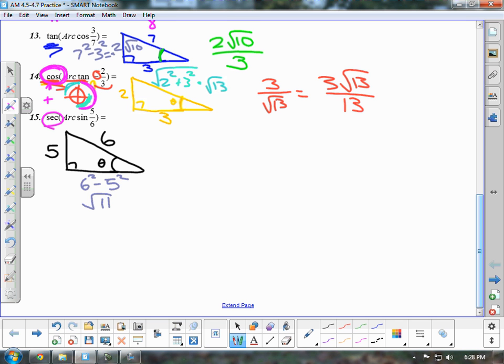And then secant is the reciprocal of cosine, so we would go with 6 over the square root of 11, because cosine is the square root of 11 over 6, so secant is the reciprocal of that, and it's 6 over the square root of 11, and then you can simplify that to 6 times the square root of 11 over 11. And that is the last question on this part of that worksheet.